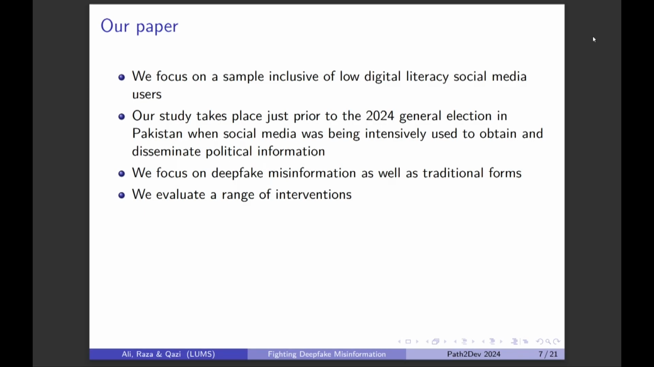In our paper, we try to address some of these gaps. In particular, we are really focused on looking at samples which are inclusive of low digital literacy populations, okay? And we are also focused on looking at these sophisticated forms of misinformation, particularly audio deepfakes. And our study, just to give you context, is taking place in the months just prior to the 2024 election this year, where social media was being intensively used to both obtain and disseminate political information. And in this paper, we exclusively focus on political news and political misinformation.